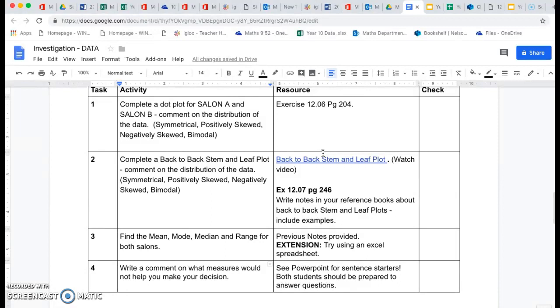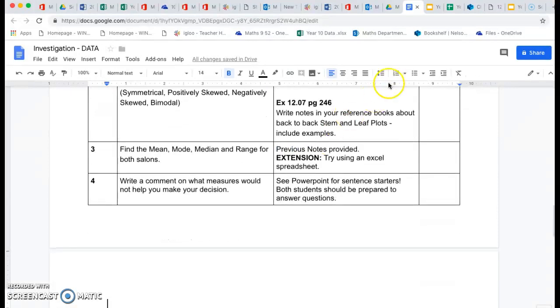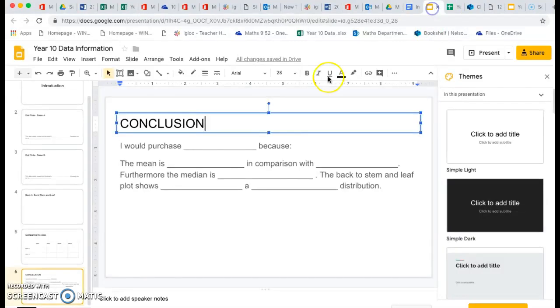The last thing is you have to write a comment on what measures you think might not help your decision. I have a PowerPoint for you with sentence starters, and both students, as I said, need to be ready to present. You'll be linked to a PowerPoint.